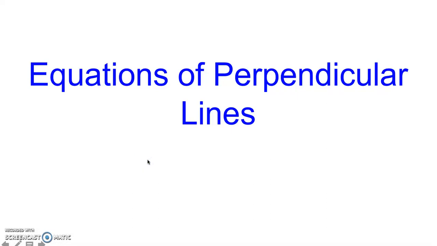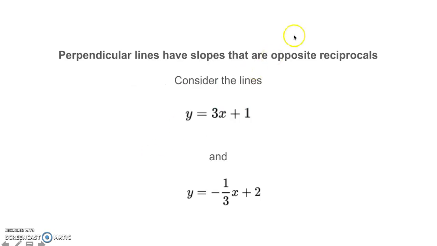Here we're discussing equations of perpendicular lines. This is the key to everything. Perpendicular lines have slopes that are opposite reciprocals. So I claim these two lines are perpendicular. Let's look at the slopes.